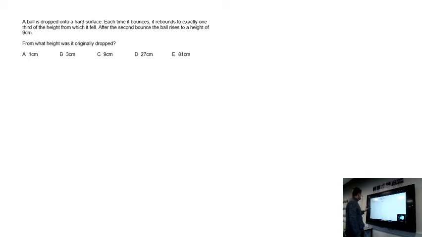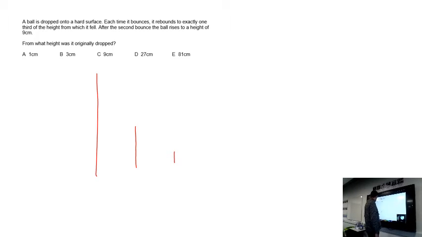Okay, so a ball is dropped onto a hard surface, and each time it bounces to exactly a third of the height from which it fell. After the second bounce, the ball rises to a height of 9 centimeters. So from what height was it originally dropped?